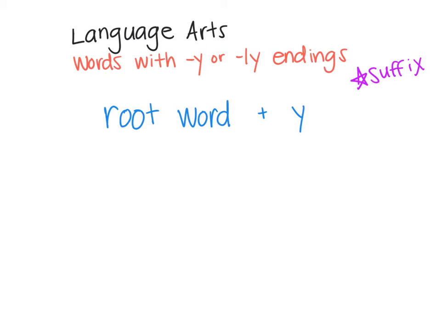So here's an example. If I had the word luck, I could add a suffix to the end of this word. I can change it to lucky. So the thing that we have to pay attention to is if we are going to do a word with a suffix, it has to have a root word or a base word to go with it.